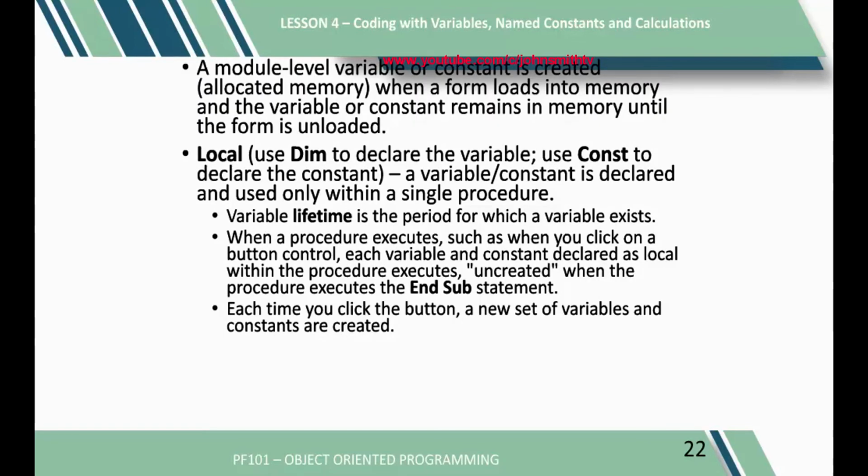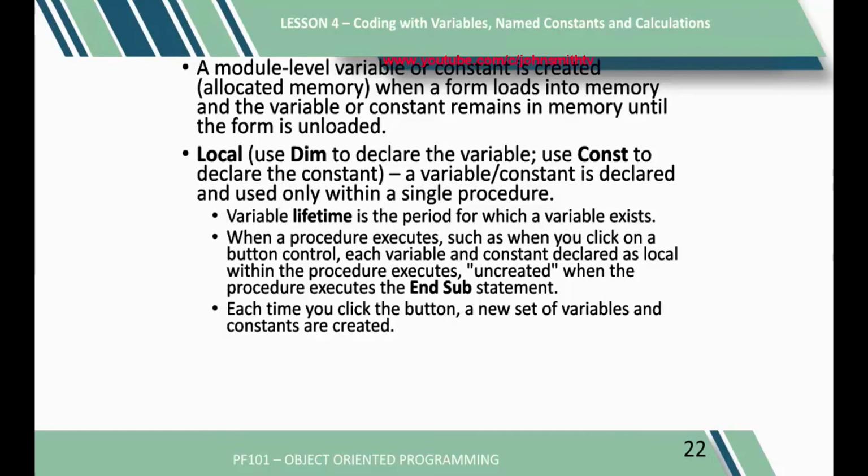A module-level variable or constant is created, allocated memory, when a form loads into memory and the variable or constant remains in memory until the form is unloaded. Local, use dim to declare the variable, use const to declare the constant. A variable or constant is declared and used only within a single procedure.